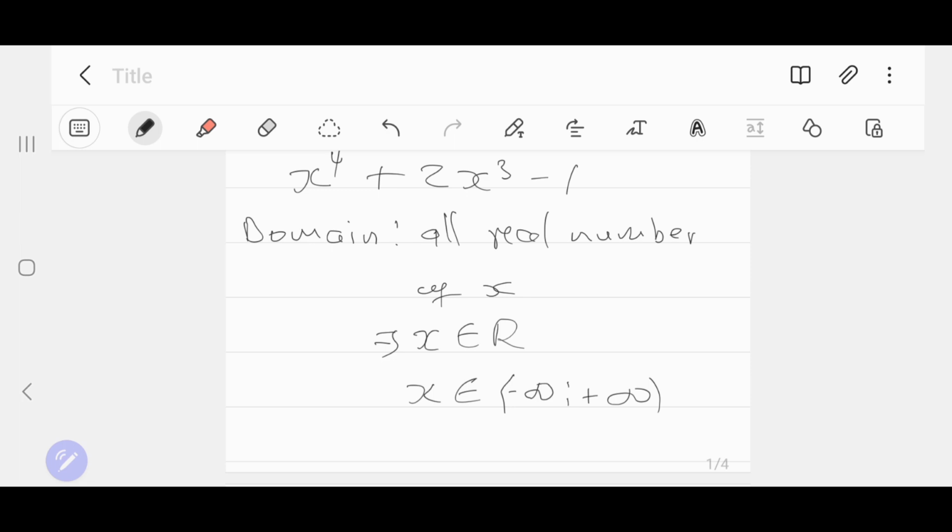So this one is the domain of the polynomial function. So it's always like that, people. If you're given a polynomial function and you're asked the domain, you must know how you're going to write it. You're going to write it in this manner, or you're going to write it in this manner.